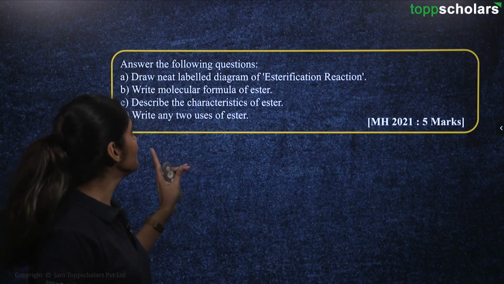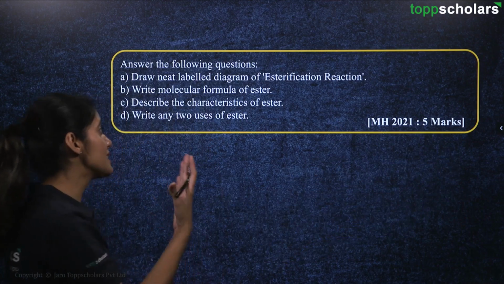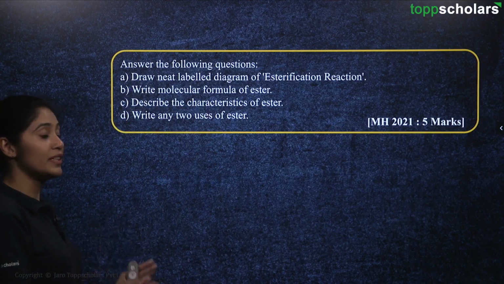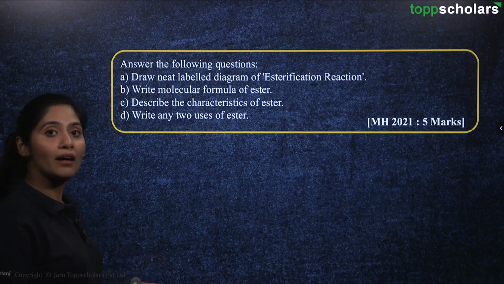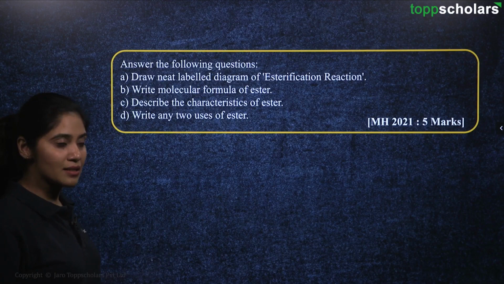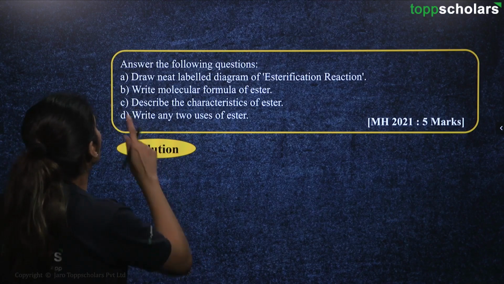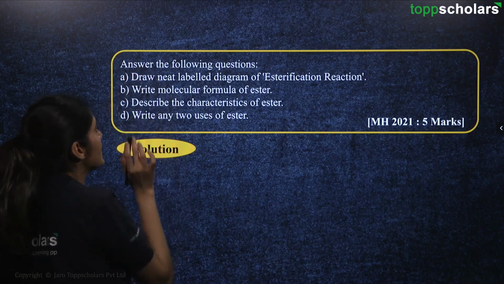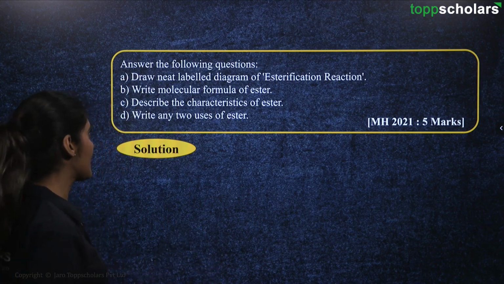This is the question asked in 2021 for 5 marks. We have discussed the question and we are going to discuss the answer. We will discuss a proper solution to it so that you have the confidence to answer it when asked. Okay, so you will have the correct answer for it. Now, the first question has 4 subparts. The first, A, is draw a neat labeled diagram of esterification reaction, right?